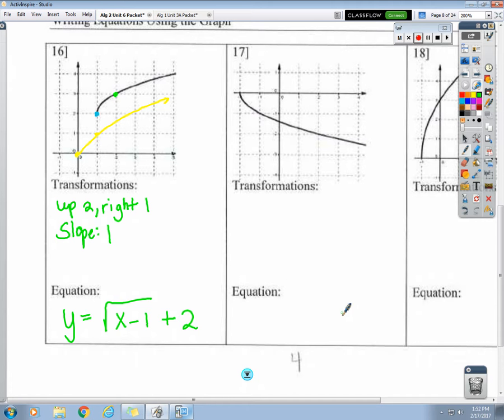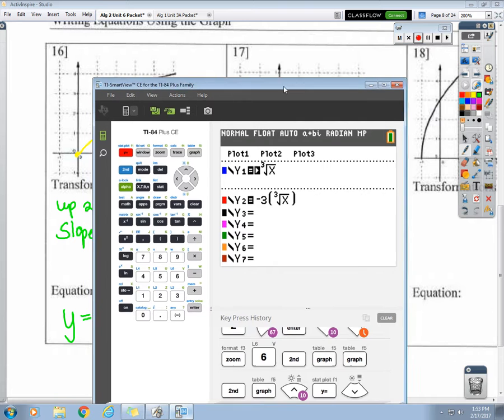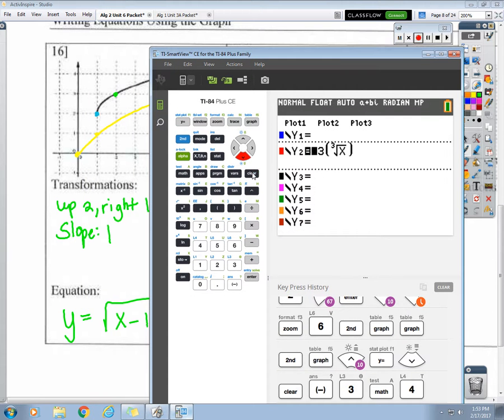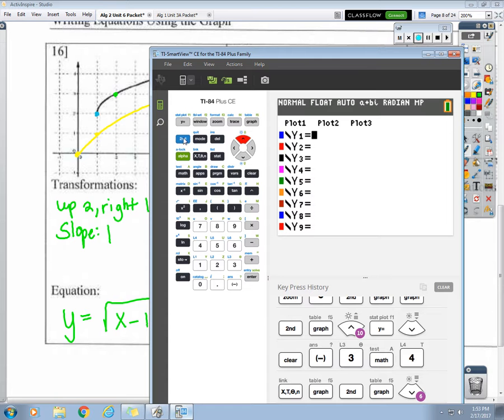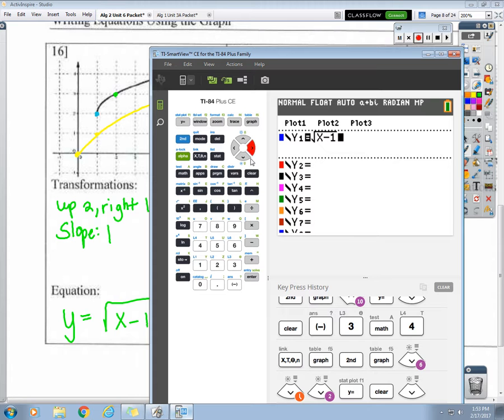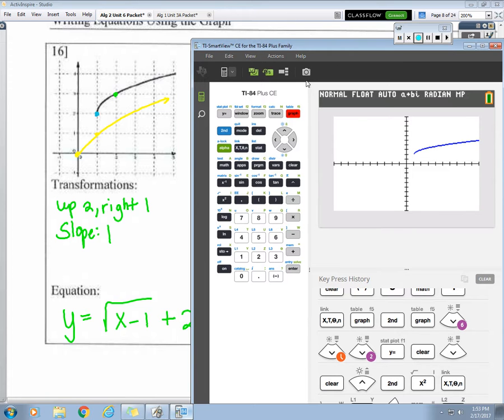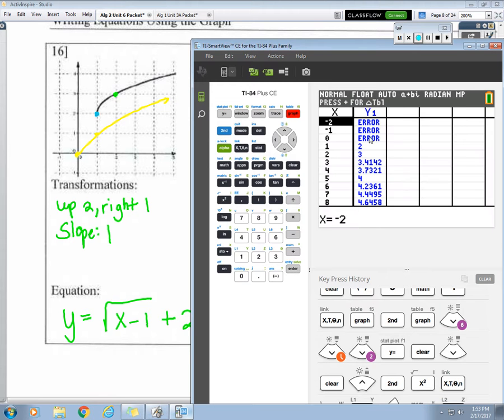Now, what if you've written your equation and you're not sure you did it right? What could you do? Graph it. So, let me clear out everything from before. And I'm going to graph my equation that I think it is. X minus 1 on the inside, and then on the outside plus 2. Okay, now, does that look pretty much what we see on our graph? Okay, but watch this. I can get even more precise just in case you're not convinced by going to the table and looking at points.